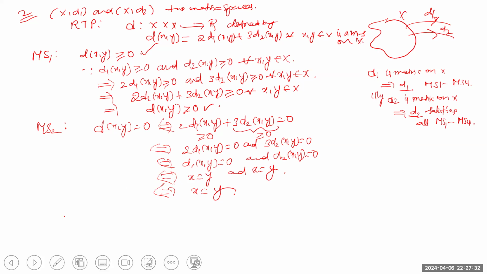And what about the symmetric property, MS3? d of x comma y equals 2d1 of x comma y plus 3d2 of x comma y. Since d1 is a metric, I can write d1 of y comma x, and again d2 is a metric, so I can write d2 of y comma x, because when d2 is a metric, the second axiom is obviously satisfied. So that is nothing but d of y comma x.